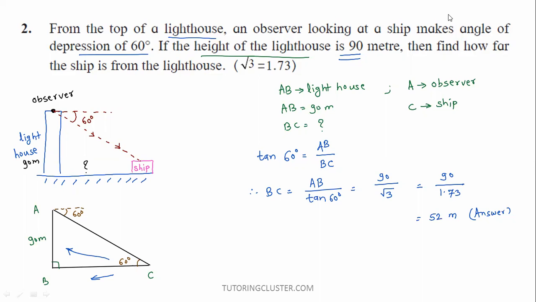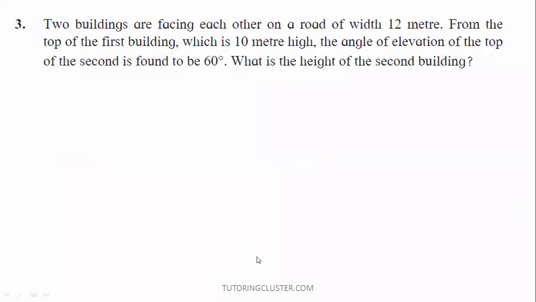Now let us see example number 3. Read the example. Two buildings are facing each other on a road of width 12 meter. From the top of the first building, which is 10 meter high, the angle of elevation of the top of the second is found to be 60 degree. What is the height of the second building?